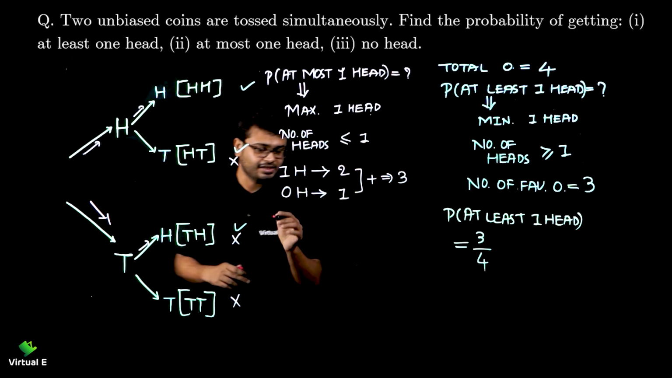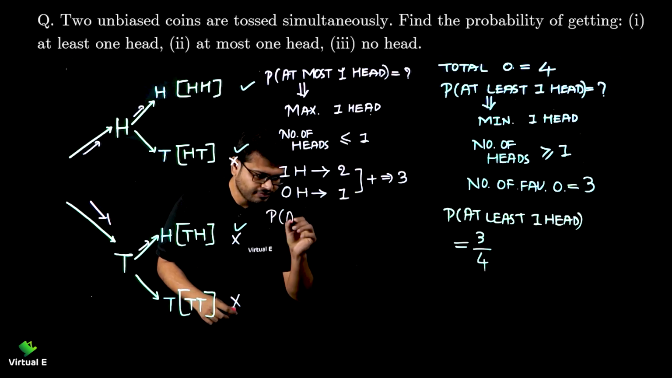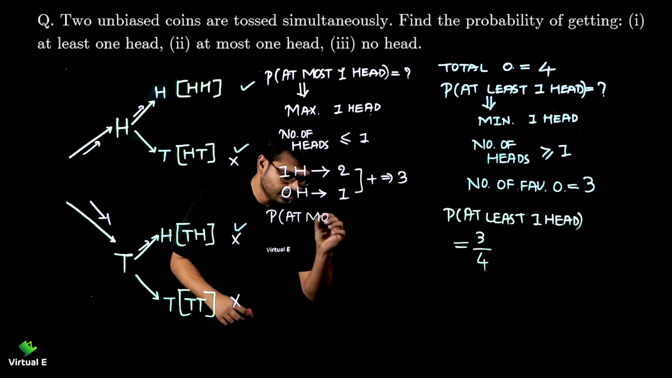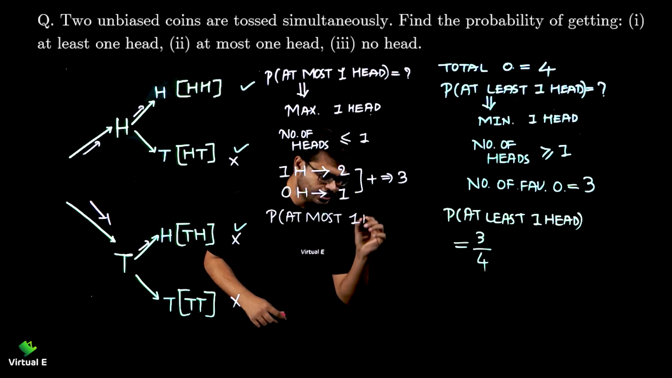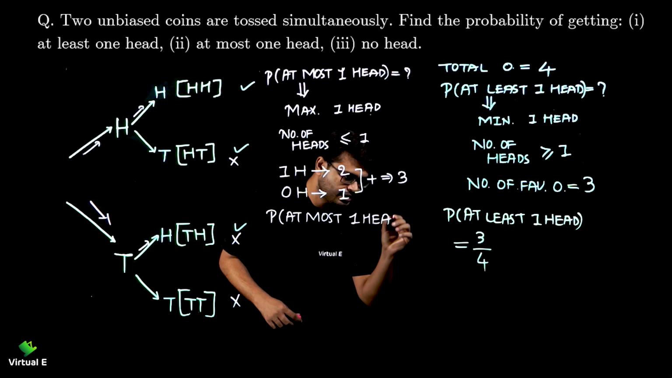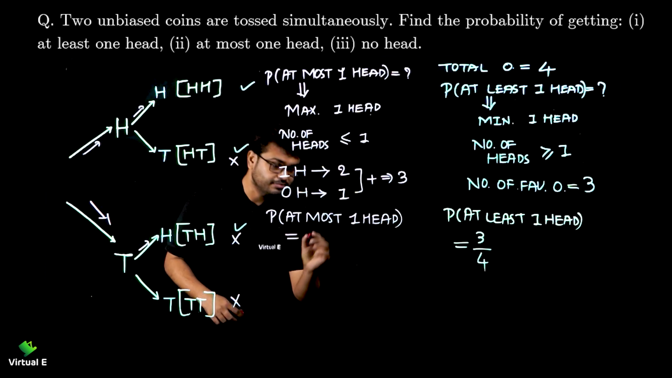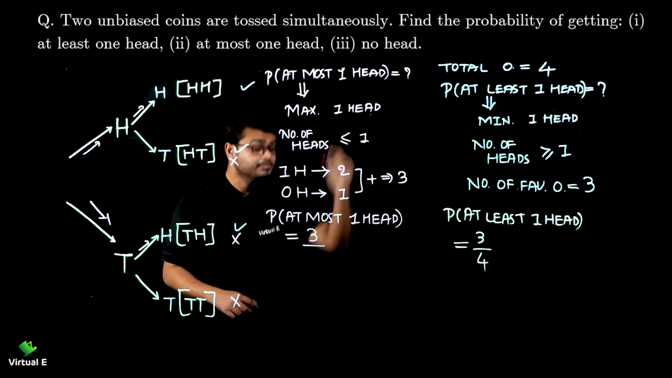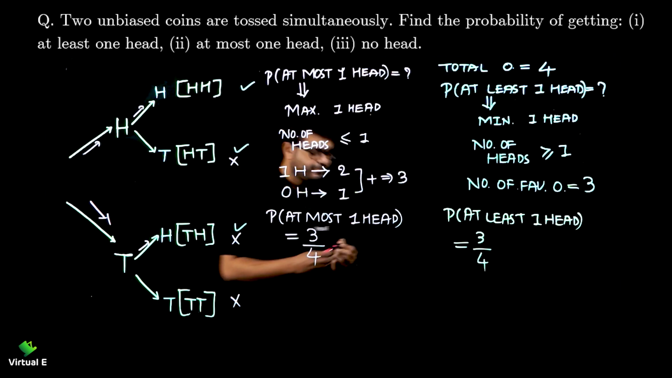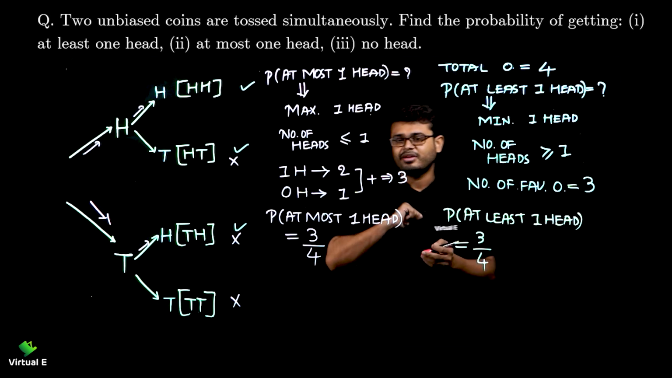So let's write the final answer. Probability of at most 1 head is equal to, what is the favorable outcome? 3. Total number of outcomes here is 4. So 3 by 4 is the answer. In both cases it is 3 by 4 only.